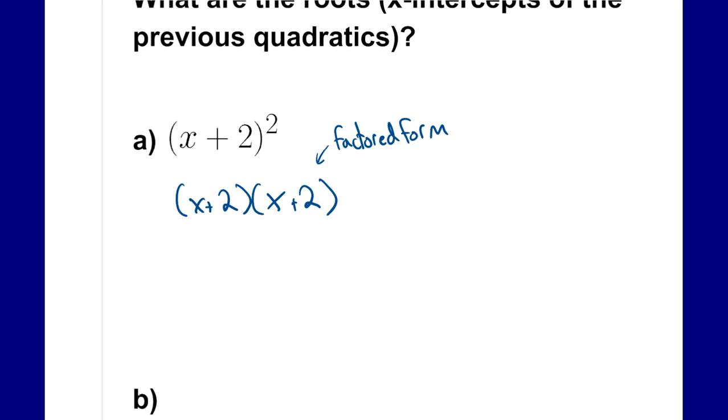If we think back to our factored form lesson in the previous unit, our x-intercepts are going to be the values of x that make these brackets 0. Or we could say it's the opposite of the values in here. So we have -2 and -2, or we could just say my x-intercept is -2.